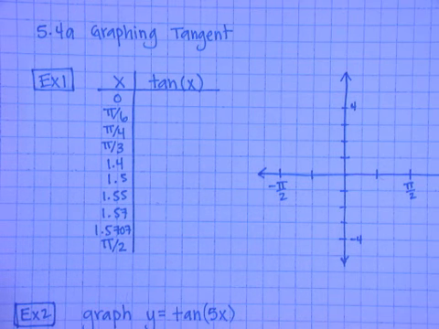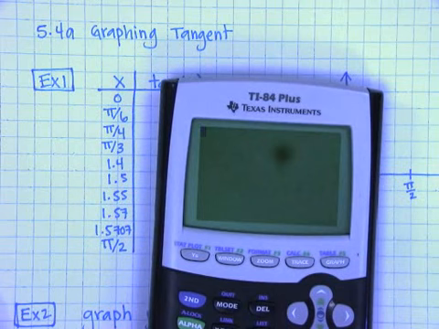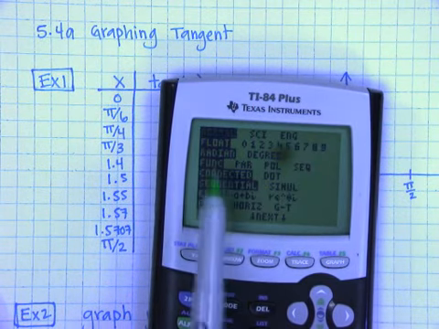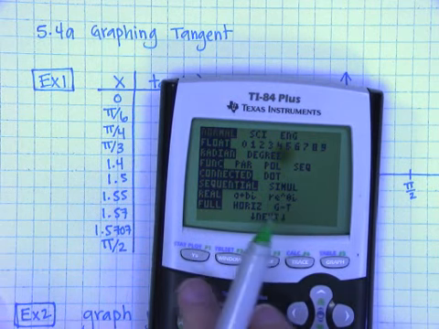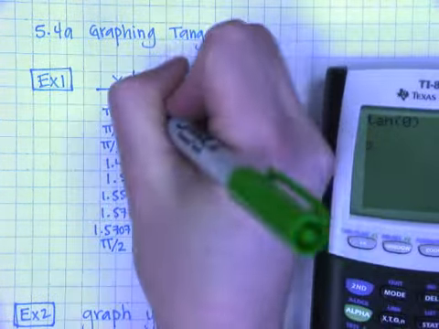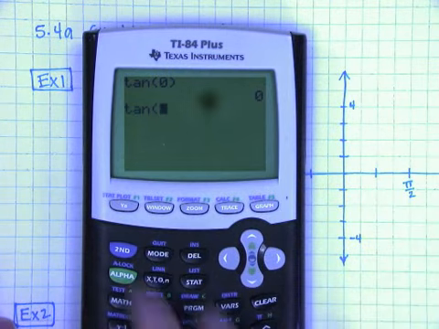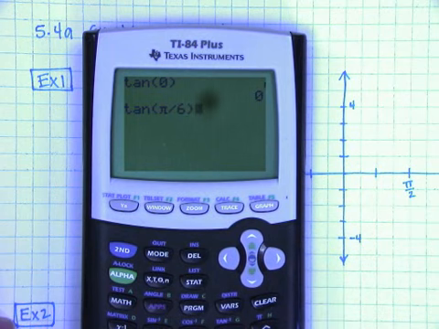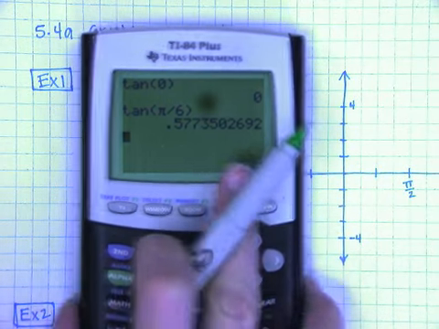I'm actually just going to throw it into a calculator. So I'm going to do the tangent of 0, which by the way, my mode needs to be in radians. If it's not in radians, go ahead and switch it. So tangent of 0 is 0. And then the tangent of pi over 6 is about 0.577.